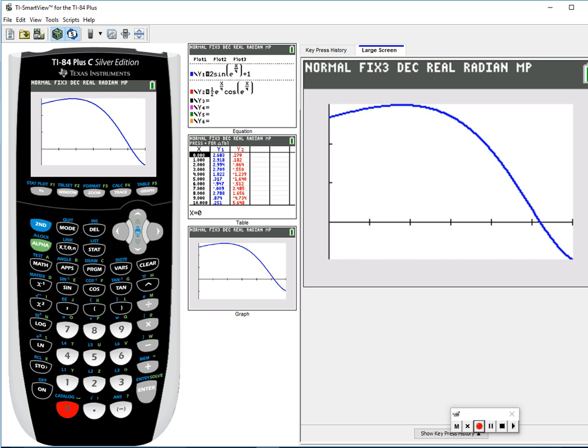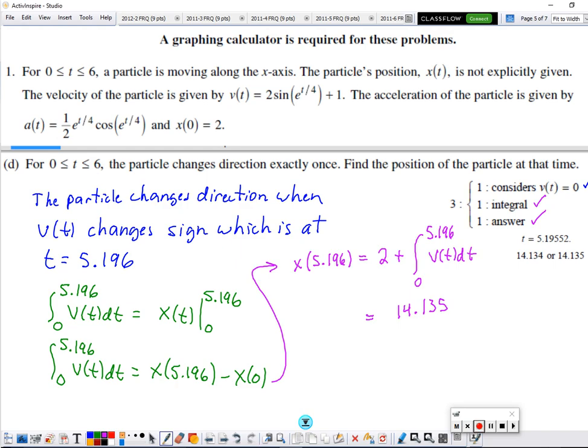Next one. So that's the end of number 1. Let's go to number 2.